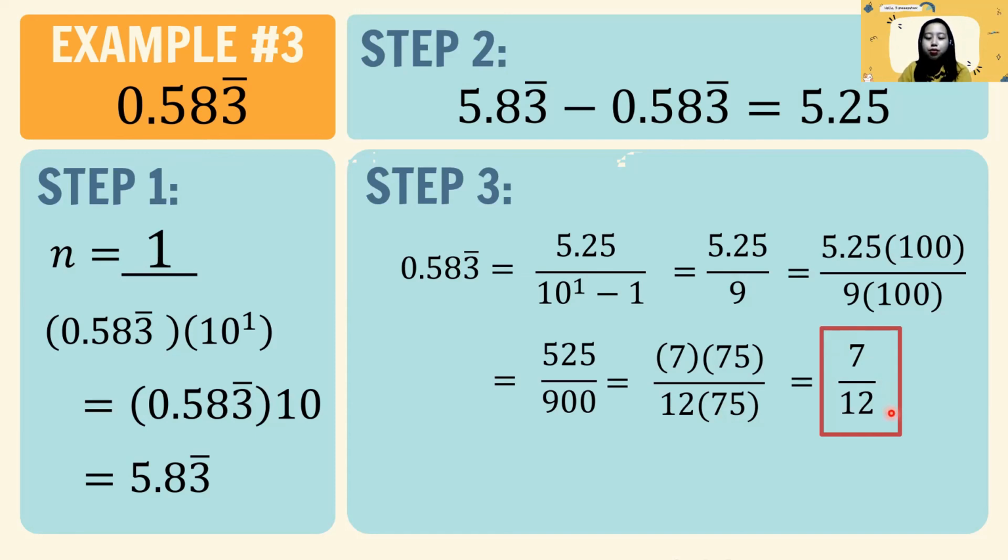As you can see, we have this problem in the situation that was discussed in the synchronous session, wherein we have 7 over 12 kilograms of watermelons, and it was converted to the decimal 0.583. So we verified that 0.583 is equal to 7 over 12.